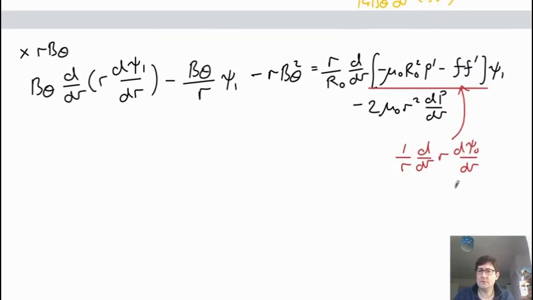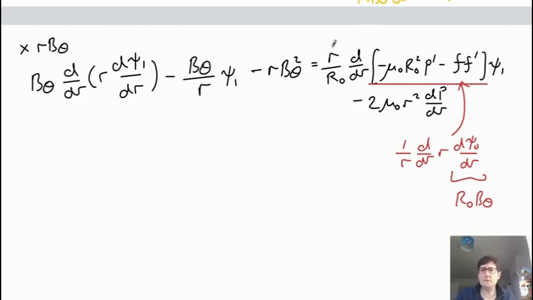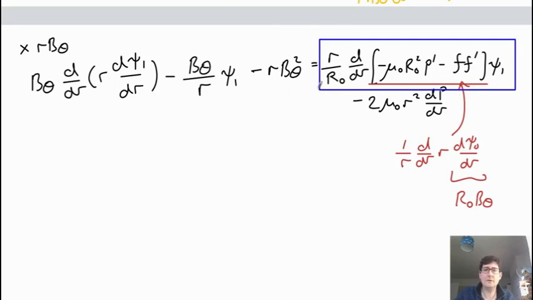And then this term here, we can do the same substitution as before, and this just becomes R0 times B theta. Okay, so then we can write out this, simplified a bit, because now I'm going to take this part here, so I put this in a box. So I have this component over here. I'm going to try and see how to simplify it.